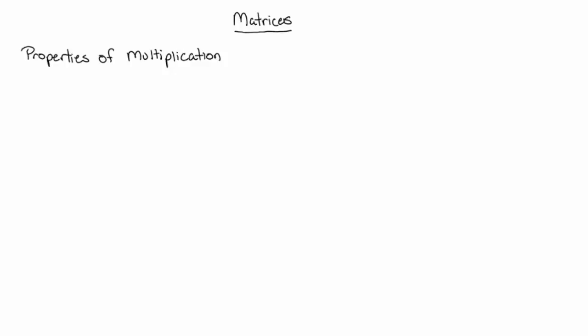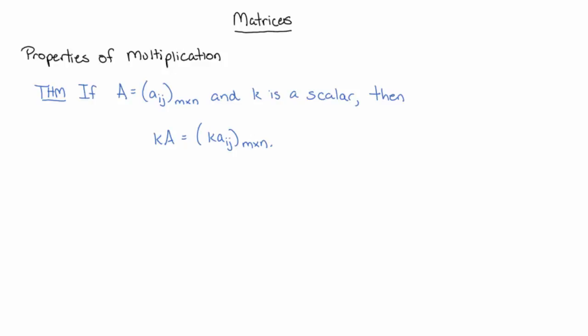Before we get too far into properties of multiplication, I'm just going to start with a real basic one. I hinted about this last time. I'll write it out as a theorem. So this theorem tells us if A is an m by n matrix, and this is one of the rare moments where I use what I consider to be not the best notation for matrices, the parenthetical notation, but using it helps us write this theorem.